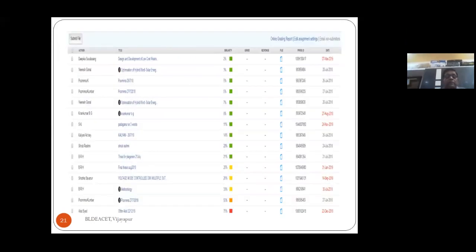Here some percentage is there, 2% is there, green is there, this yellow is there, red is there. Red is 70%. See, in Turnitin after the assignment, if you check the plagiarism, it will show in the assignment page how many papers they checked, what percentage has come for each paper, and we will understand where they copied and how much was copied.